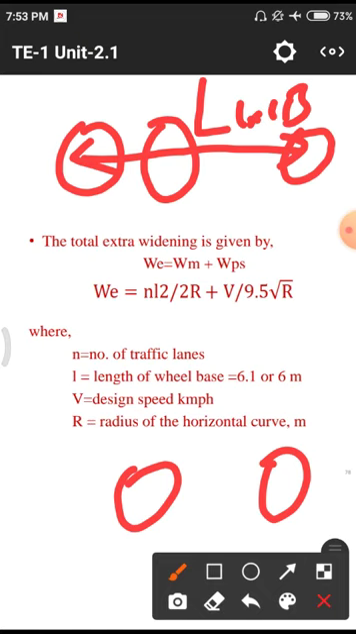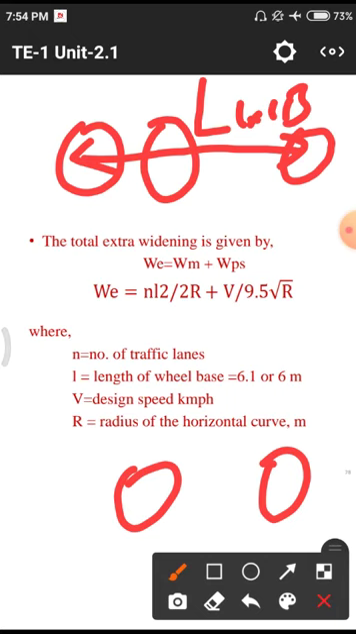By considering all those factors, we will fix this average wheelbase L equal to 6 meters. V equals the design speed, that means whatever the design speed of the particular roadway. If it is a super expressway, the speed is 120 kilometers per hour, for national highways we have 100 kilometers per hour, like that for different kinds of roads.